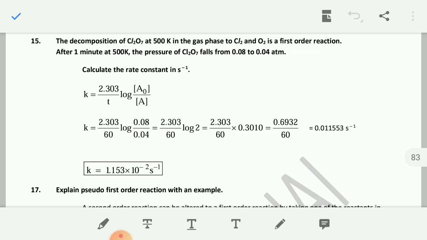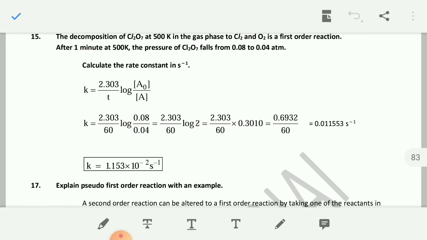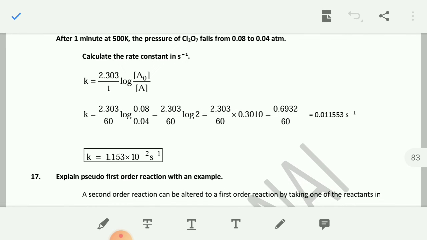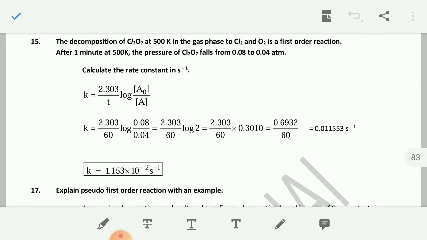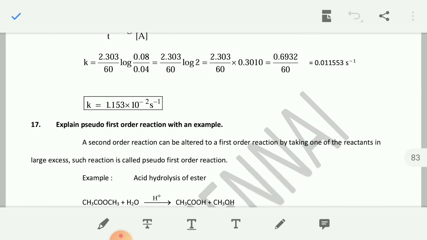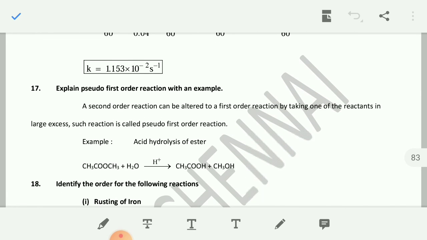0.6932 divided by time 60. So 0.6932 divided by 60 equal to, the answer is 0.01153 per second. Okay, this is the answer for calculate the rate constant. The next one, explain pseudo first order reaction with an example.